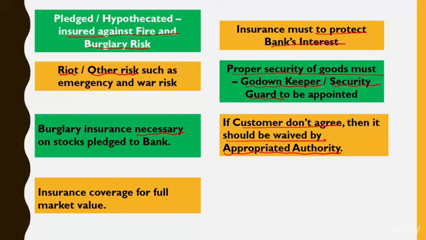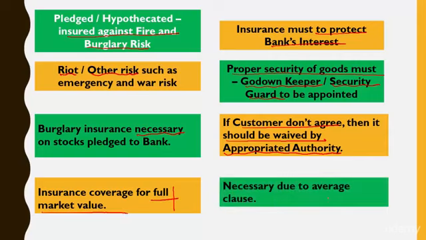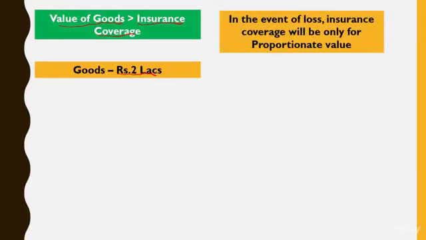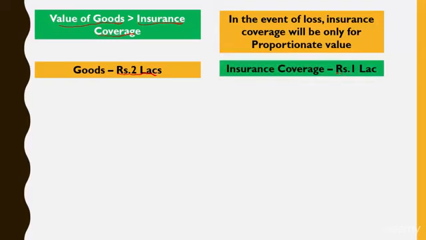And whenever the insurance is taken for the goods, it should be taken for full market value. And why is this required? Because of what is known as the average clause. Let's understand. Let's say the value of goods kept is greater than the insurance coverage. To understand, let's say the goods maintained is 2 lakhs and the insurance is only a lower amount, only 1 lakh. So goods maintained is 2 lakhs, insurance coverage is only 1 lakh.